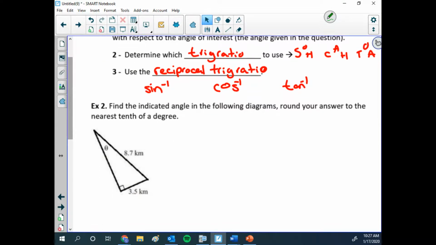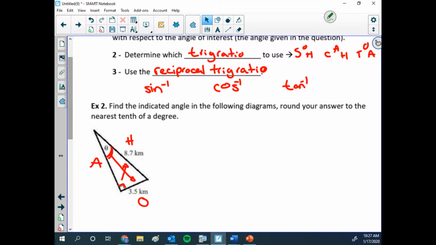So we'll take a look at this example. Find the indicated angle and round to the nearest tenth. The first few steps are going to be exactly the same. I label my sides. Here's the 90-degree angle, so the side across from there is the hypotenuse. Here's my angle of interest, so the side opposite or across from that is labeled O for the opposite, and the remaining side is the adjacent.